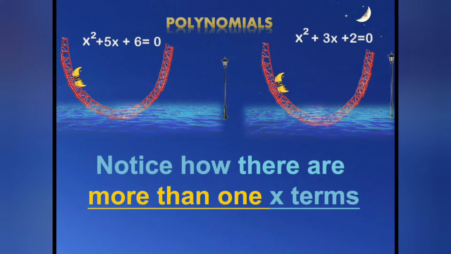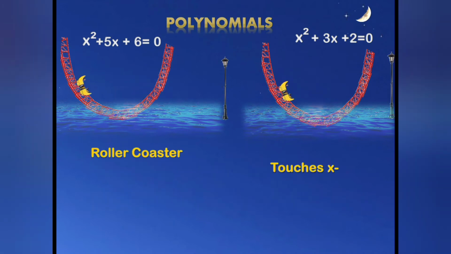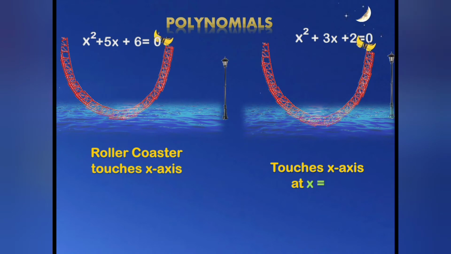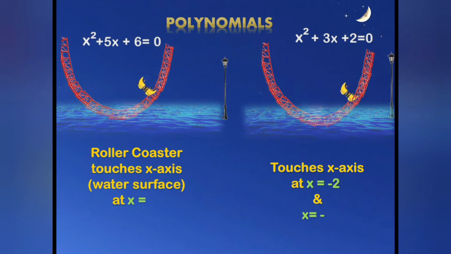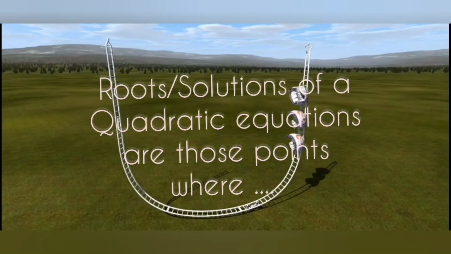Similarly, for x square plus 5x plus 6, the solutions are x equals minus 3 and minus 2. That means minus 3 and minus 2 are the 2 points at which the roller coaster touches the surface of the water, once while going inside and once while coming outside. I hope this is clear.